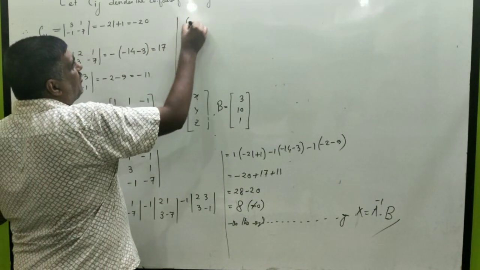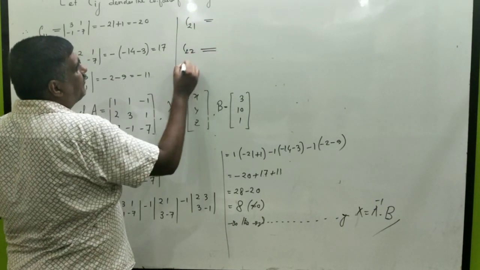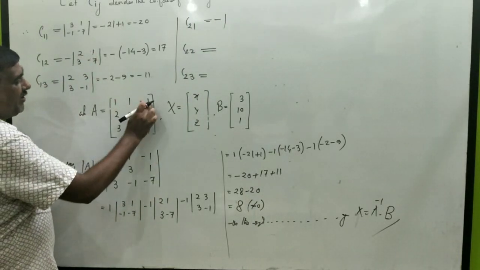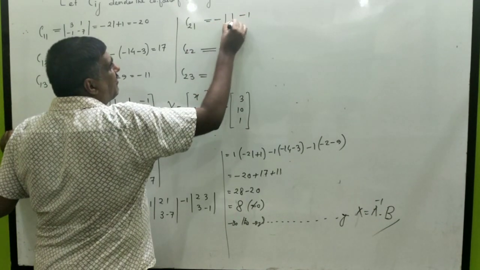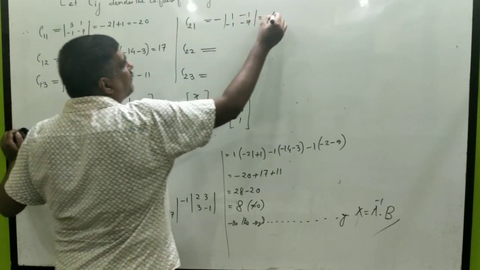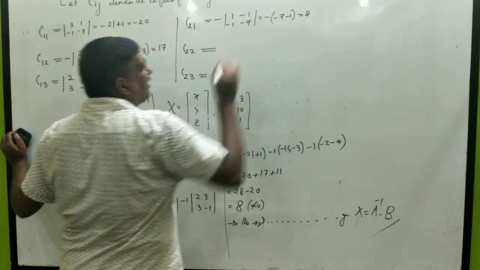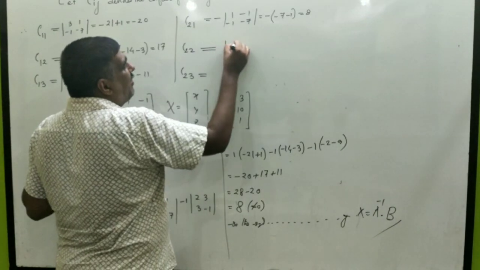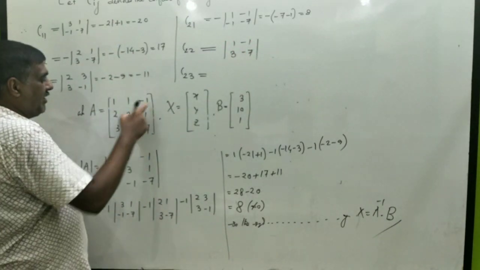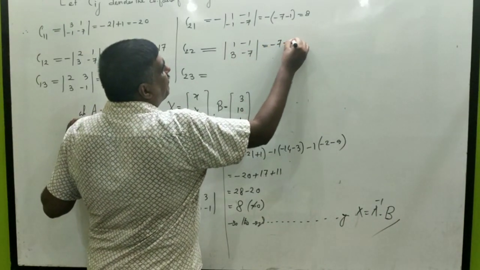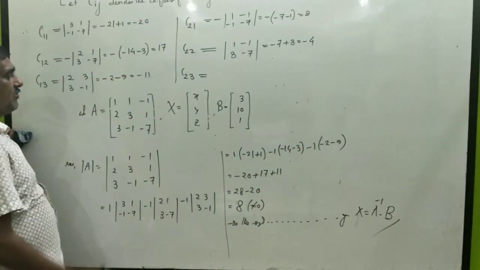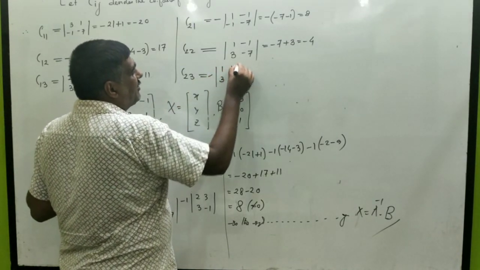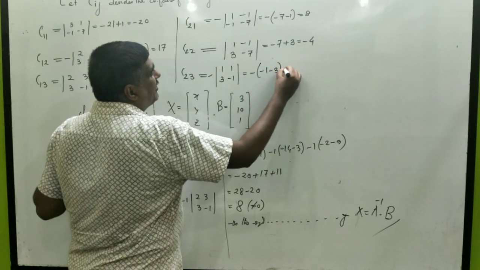Next, what do I have to find? Row 2 column 1, row 2 column 2, row 2 column 3. Odd means negative. Row 2 column 1: 1 minus 1, minus 1 minus 7, so minus 7 minus 1, that is 8. Clear? Row 2 column 2 is even: 1 minus 1, 3 minus 7, minus 7 plus 3, that is minus 4. Clear? Then row 2 column 3: 1 1, 3 minus 1, that is minus 1 minus 3, that is minus 4, which means 4.